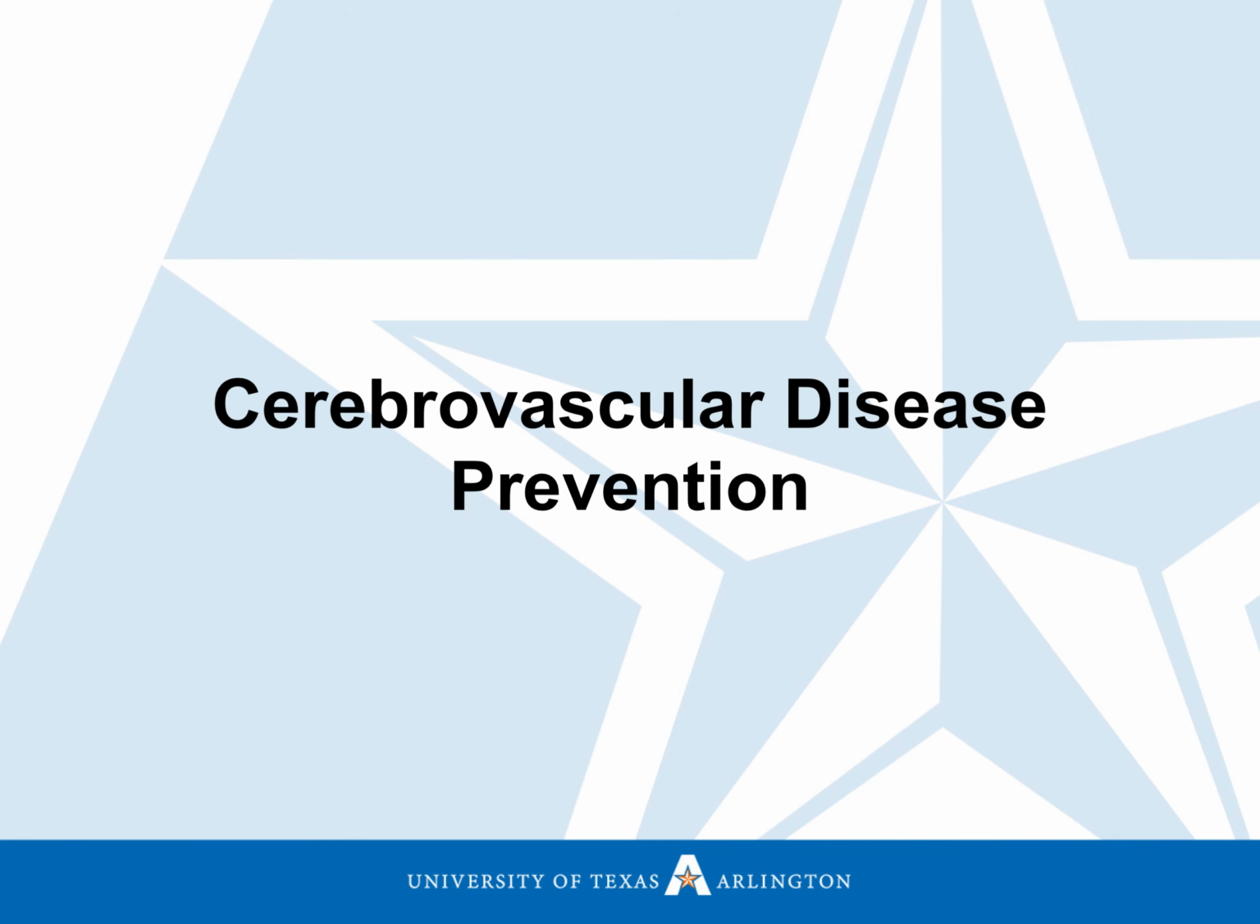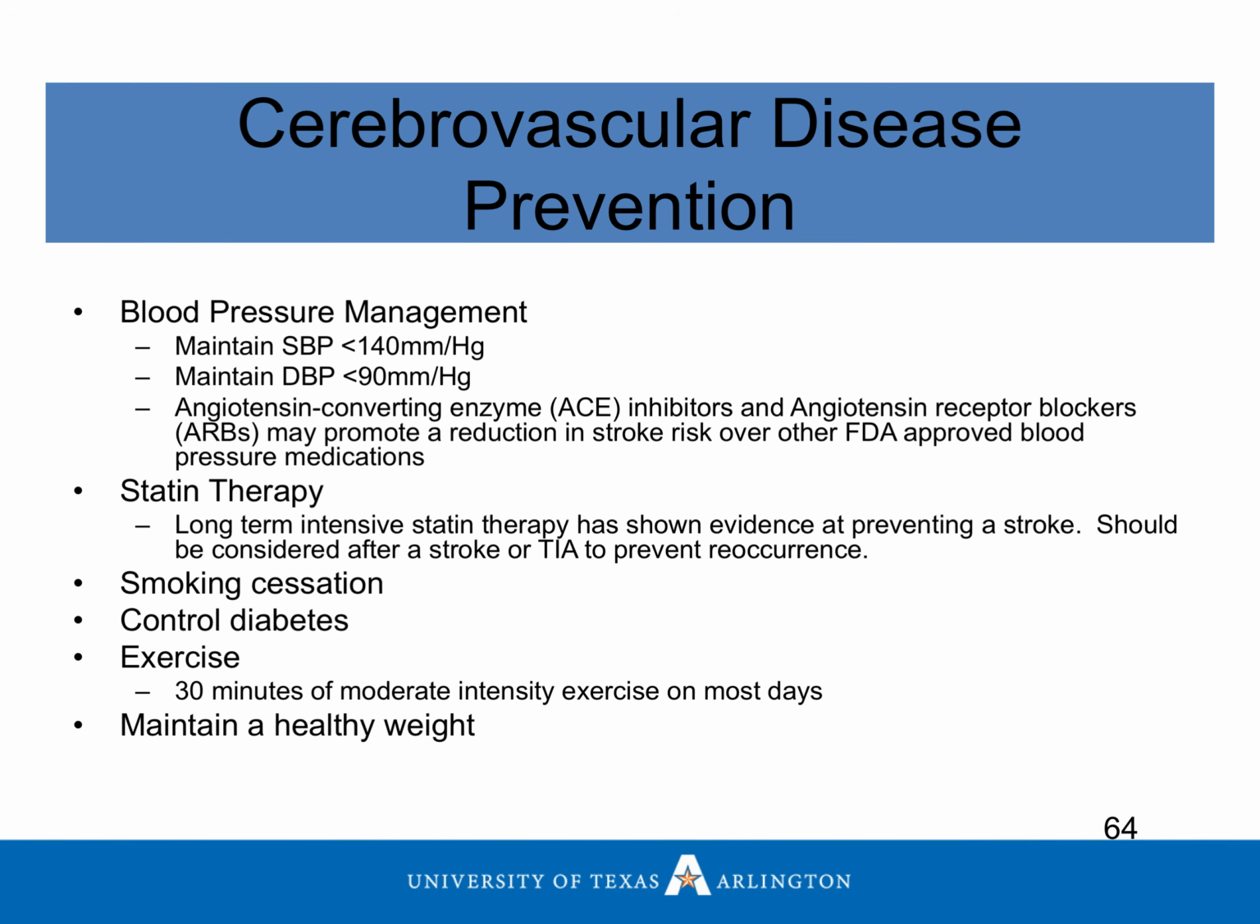So prevention of cerebral vascular disease, this is the last part of our presentation today, and then we will move into some case studies. So long-term prevention of stroke in general, we're going to make sure we're maintaining good blood pressure, systolic less than 140 and diastolic less than 90. Consider an angiotensin converting enzyme inhibitor or an angiotensin receptor blocker, as these may promote a reduction in stroke risk over other FDA-approved blood pressure medications. And so if you're going to be choosing medications, ACE inhibitors or ARBs may be the better option.